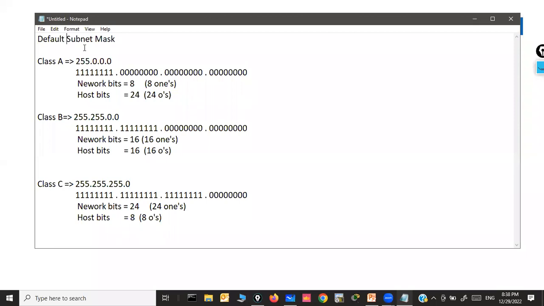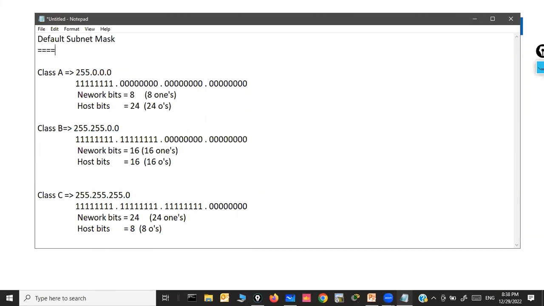This is the default subnet mask without any manipulation. As per the class rule, class A means the first octet represents the network portion, network bits, and 24 host bits, total 32 bits, 8 plus 24. Class B, 16 bits network and 16 bits host, total 32 bits. In class C, the initial 3 octets, 24 bits in binary, represent the network portion, and the last 8 bits the host portion, 8 zeros here. This is the default mask.